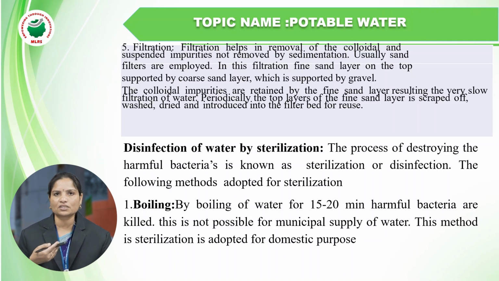In this filtration process we use two types of filtration tanks. One is the slow sand filtration tank and the second is the rapid sand filtration tank. We can utilize either the slow sand filtration tank or the rapid sand filtration tank. Then what is the difference between these two tanks?